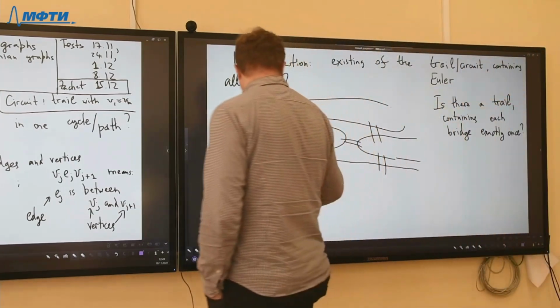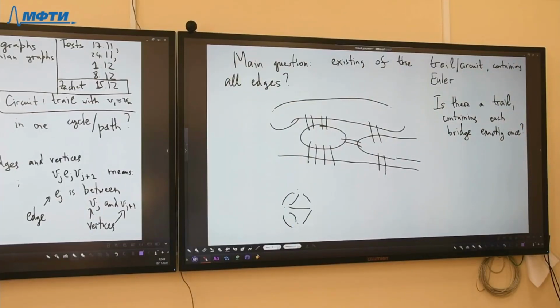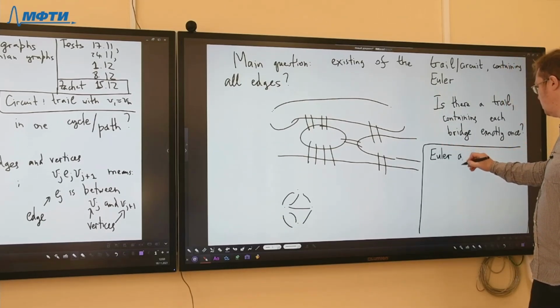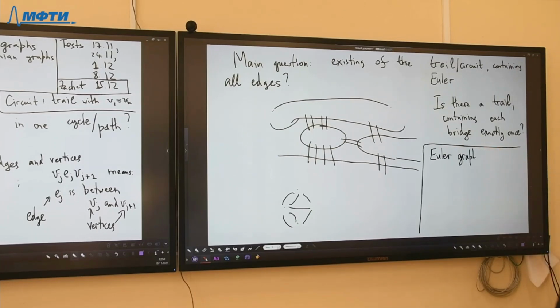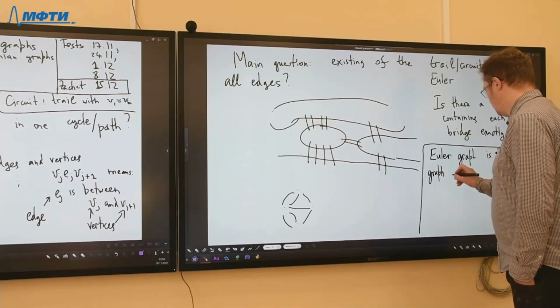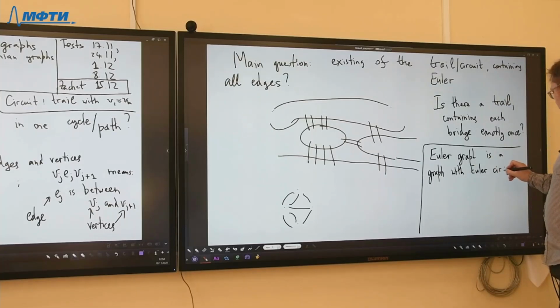And so this graph, usually the graph is called Eulerian if it contains an Euler circuit in it, a circuit containing all the edges.